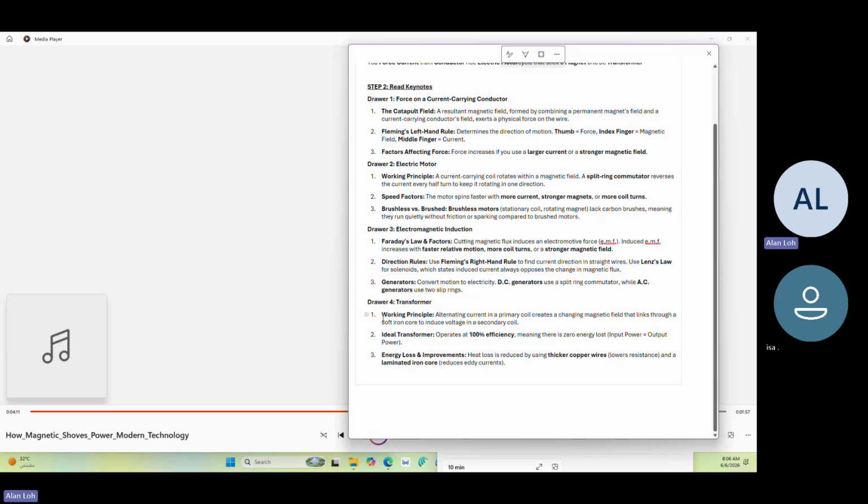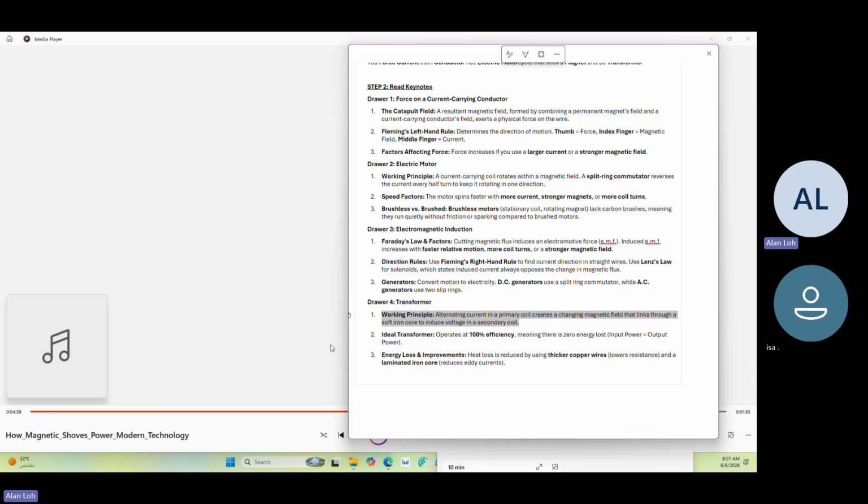Exactly. You run AC through a primary wire coil, creating that pulsing magnetic field. You channel that field through a soft iron core into a secondary wire coil. And because the field is pulsing, it automatically induces a voltage in the second coil. So by just altering the ratio of wire loops between the two, you can step the voltage up for long-distance transmission. Yeah, and step it down before it blows out your household appliances. So what does this all mean for efficiency?